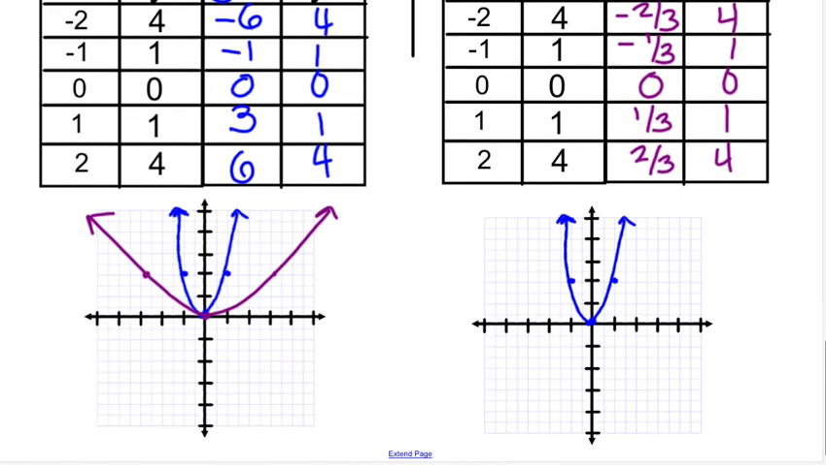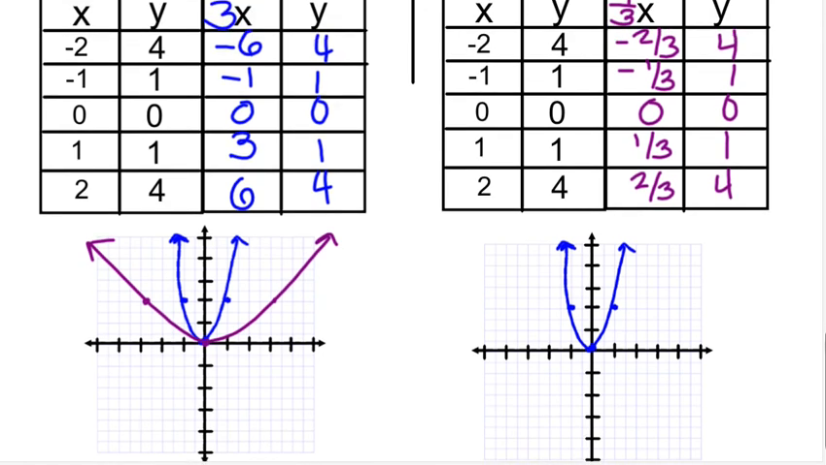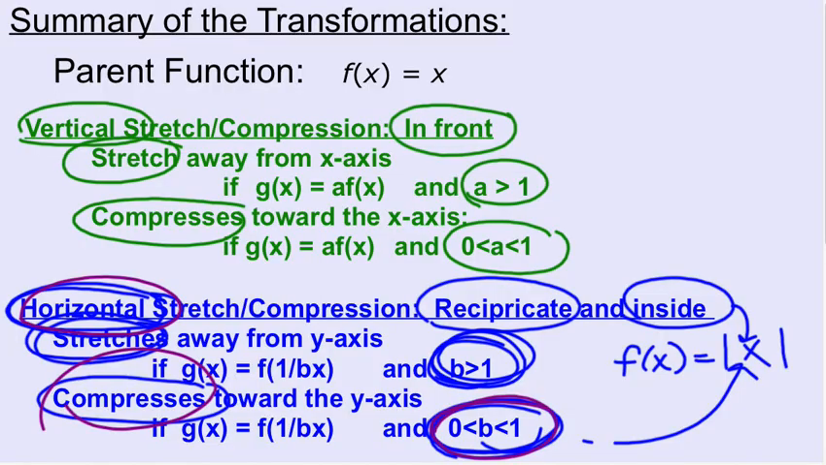Now let's go look and see what it looks like. And there is our graph. So there, in a nutshell, are your 4 different types: vertical stretch, vertical compression, horizontal stretch, and horizontal compression. I hope that helps clarify.